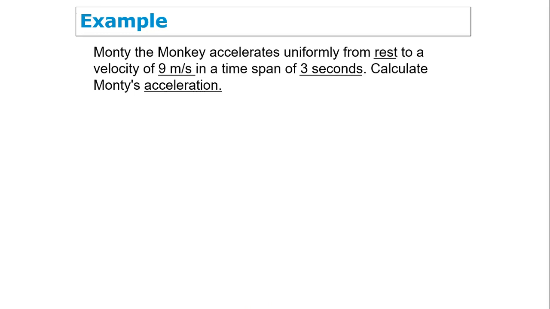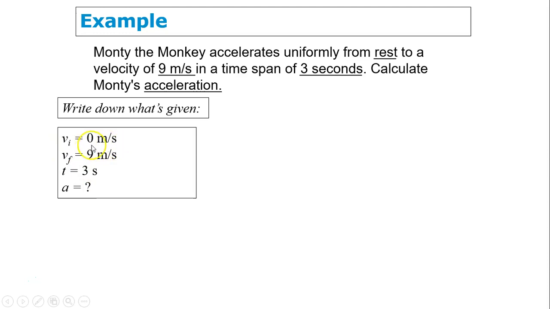Monty the monkey accelerated uniformly from rest to a velocity of 9 meters per second in a time span of 3 seconds. Calculate Monty's acceleration. In physics, it's important to write down what is given. Initial velocity is 0 meters per second because it's at rest. Final velocity is 9 meters per second. Another quantity given is the time, 3 seconds.